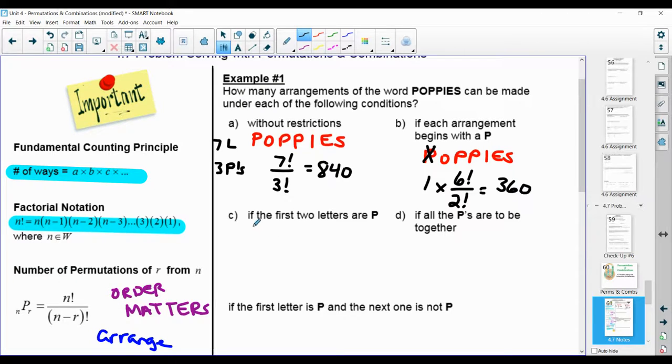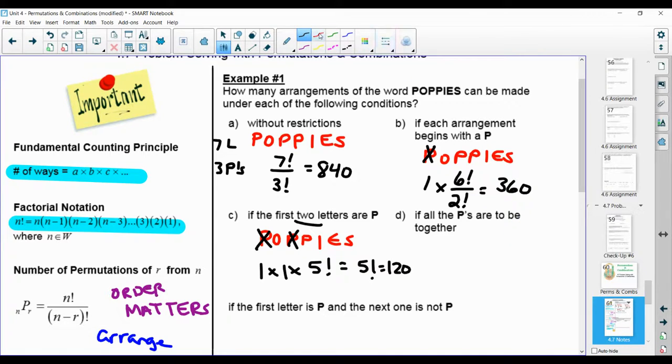Now, if the first two letters are P's, again, we're starting off with poppies, but we're going to start with 2 P's. So we're just going to pull 2 P's out of the equation. So one way for that one, one way for that one, and then we're left with O, P, I, E, and S. Well, that's 5 factorial. And because we've taken 2 P's out, there's no more repeating letters. So that's our answer. 5 factorial is 120.